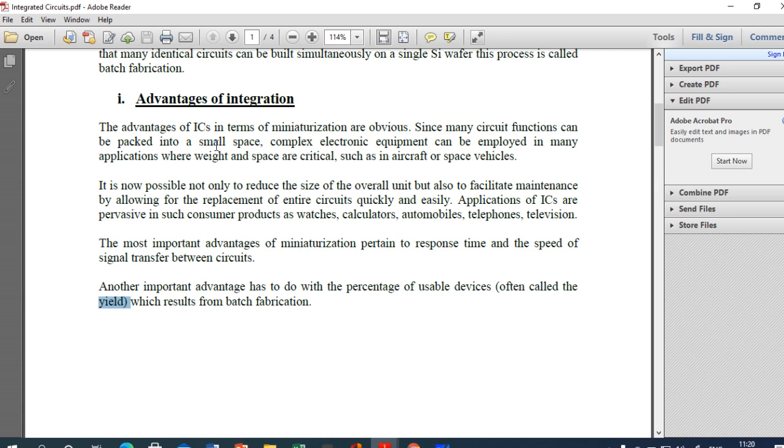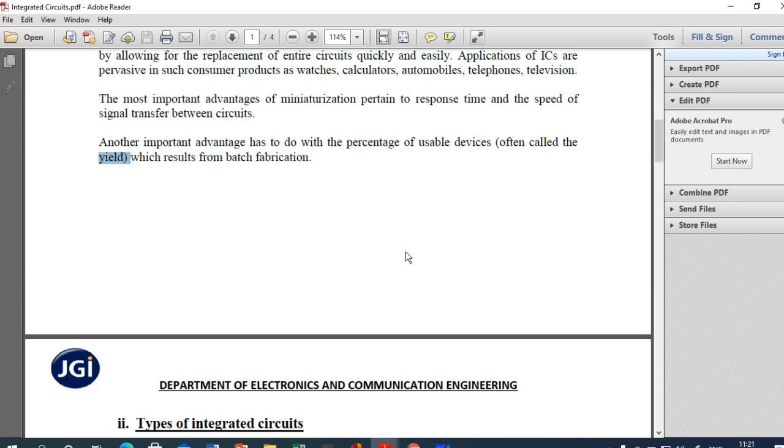So these are some advantages. There are 3 or 4 advantages. Okay, you have to go through these 4 advantages. One time this question was asked in your exam also, about advantages of integrated circuits.